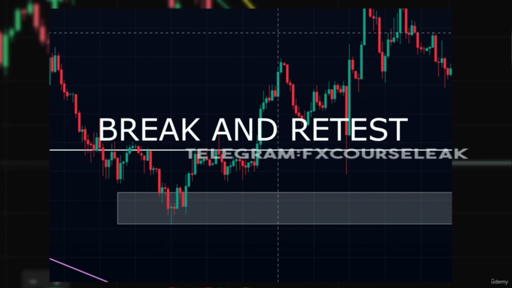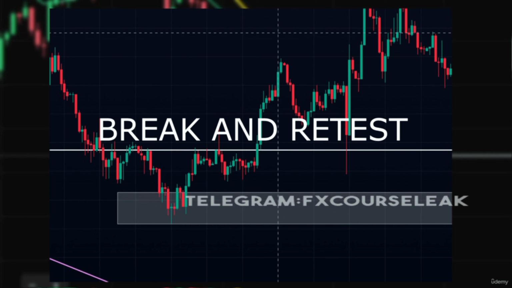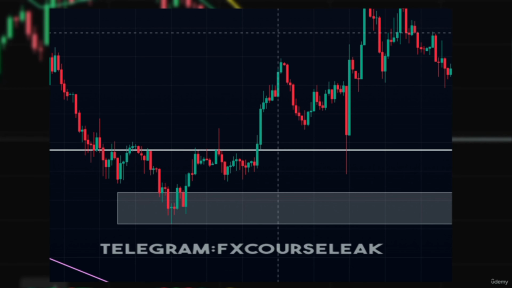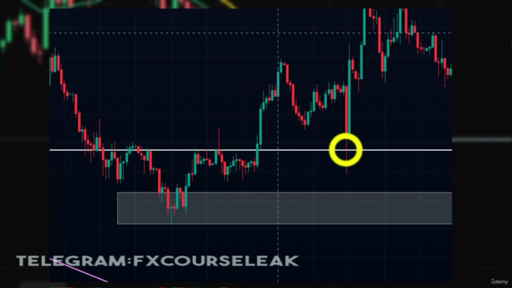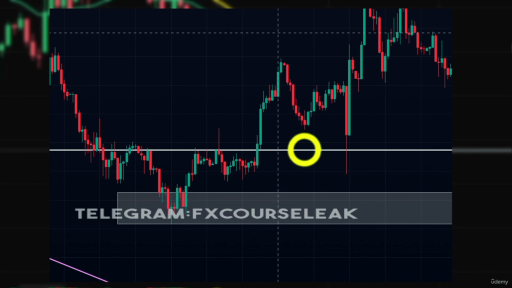Now moving on to what is a breakout and retest pattern. Break and retest patterns are very similar to the breakout patterns, as it happens only after the breakout has happened.